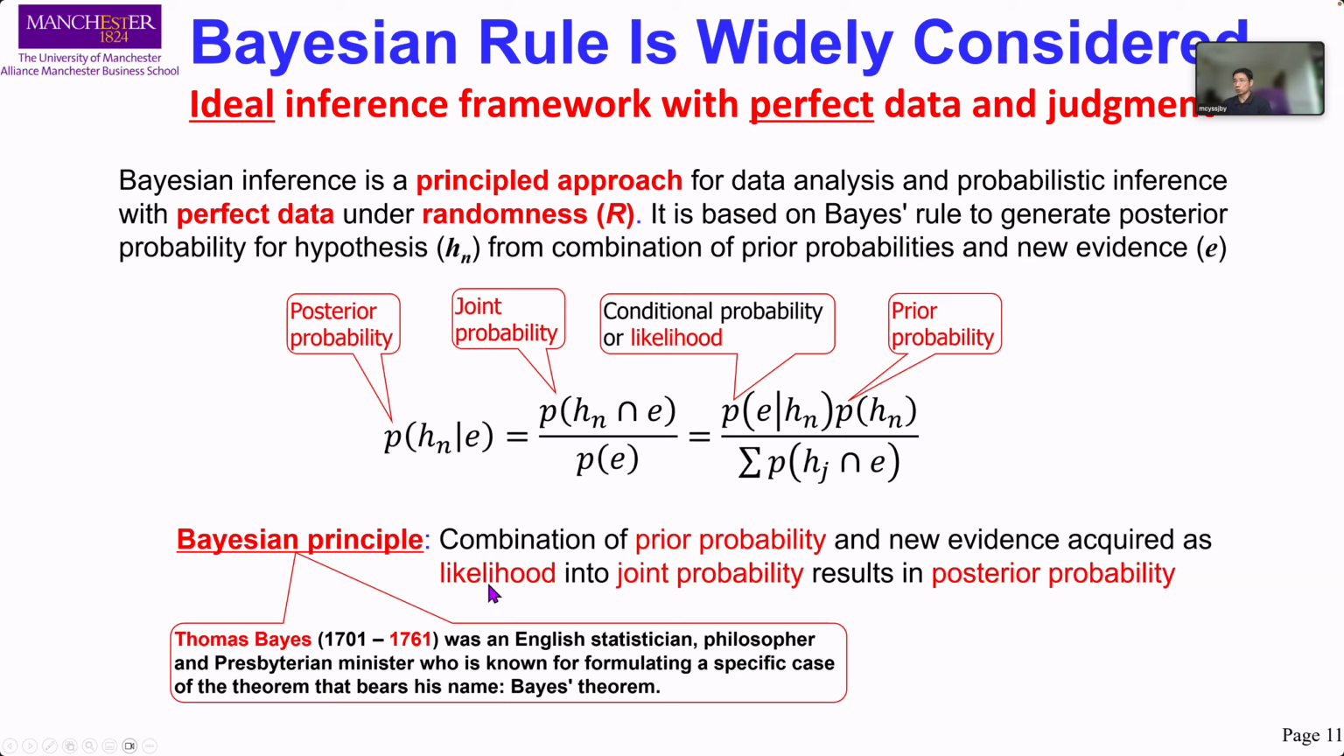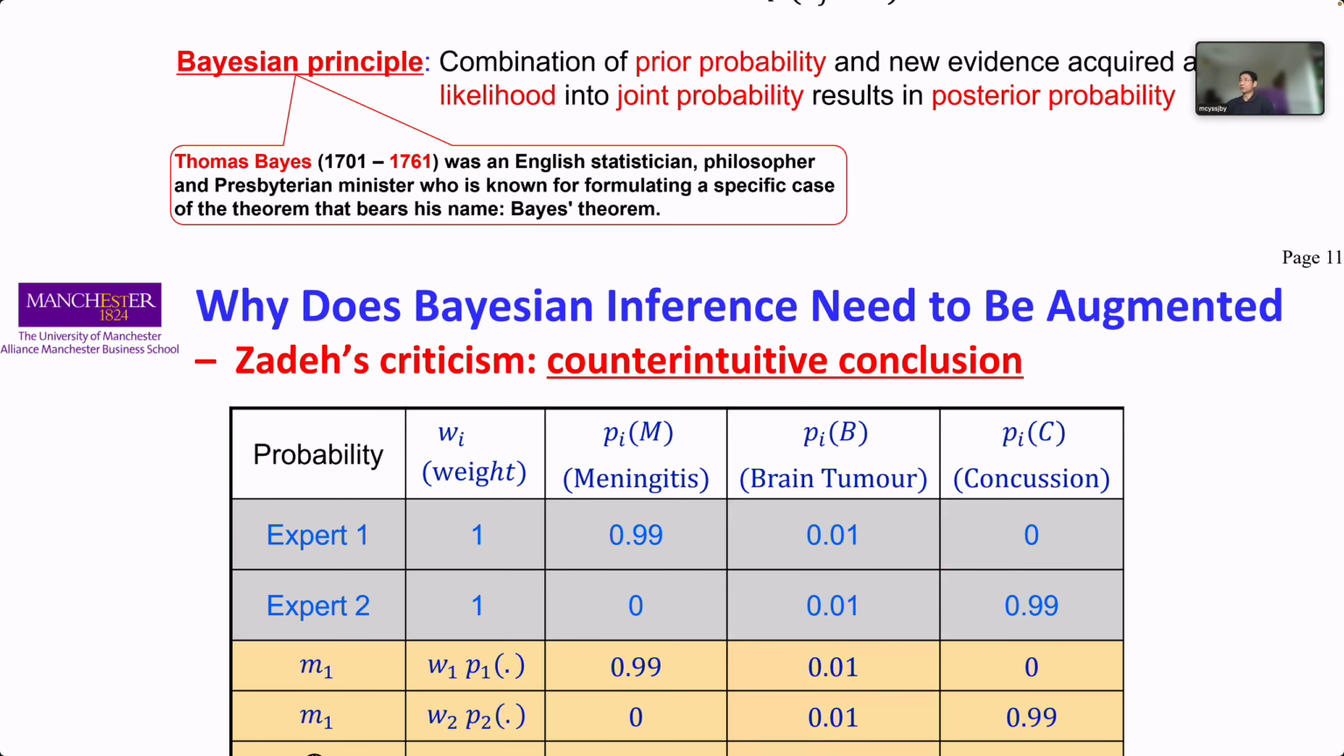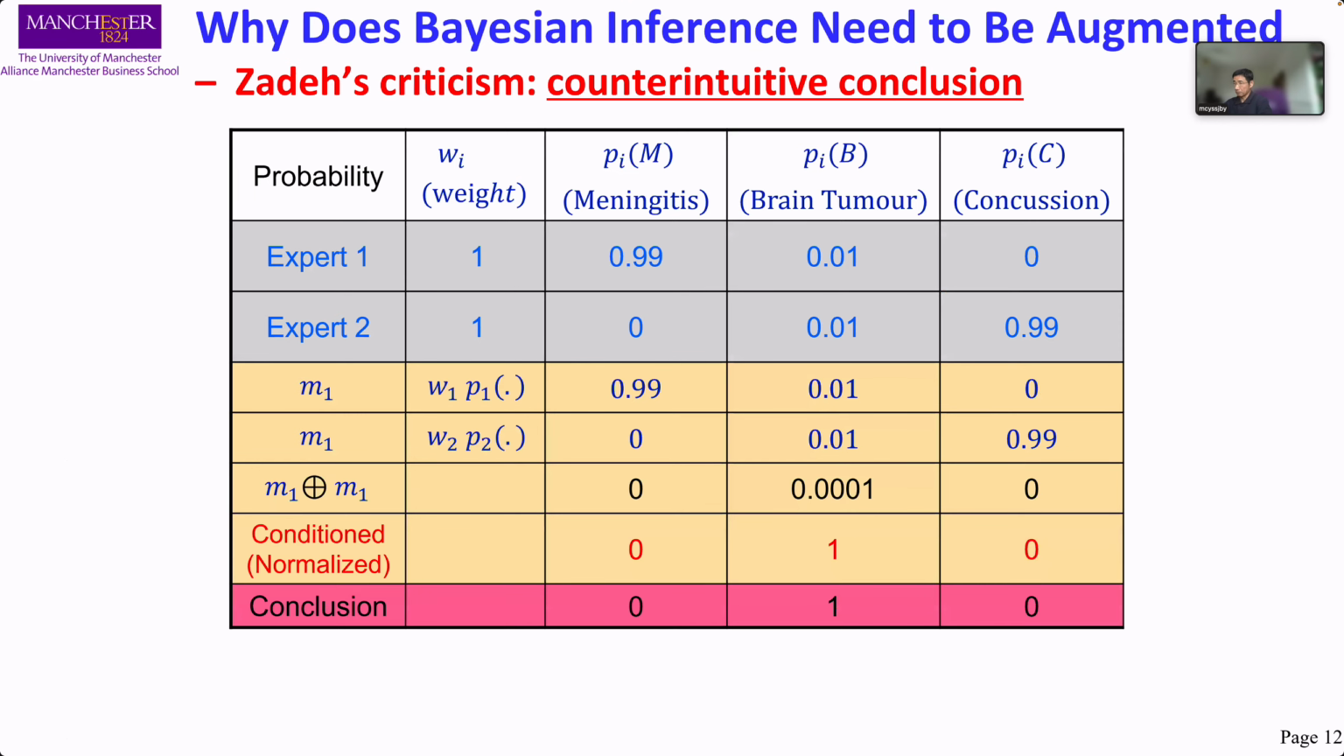Bayesian rules have been used for data analysis and for building systems, and even large language models have used Bayesian theory to generate outcomes. So our work is based on Bayesian theory. However, Bayesian inference has some limitations.